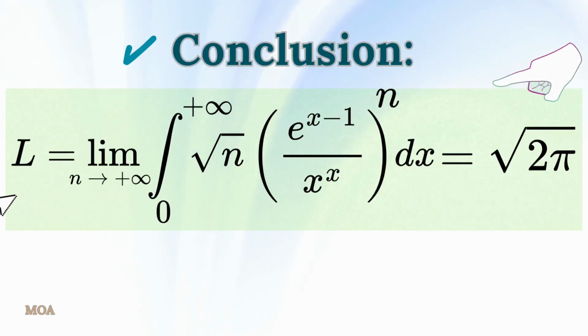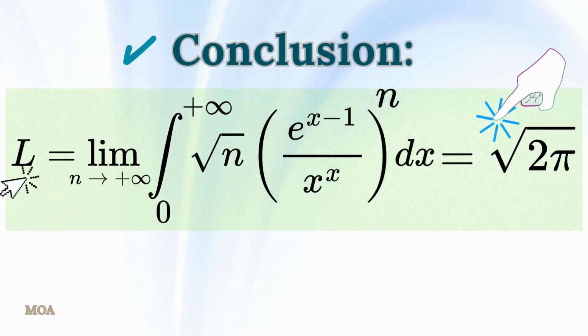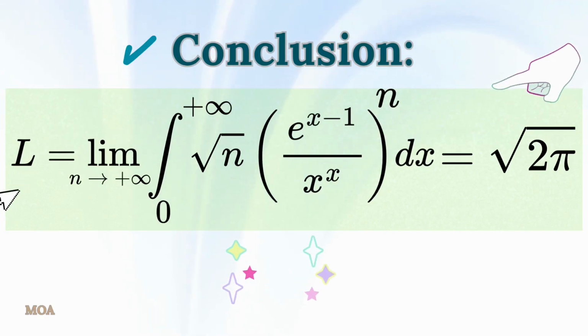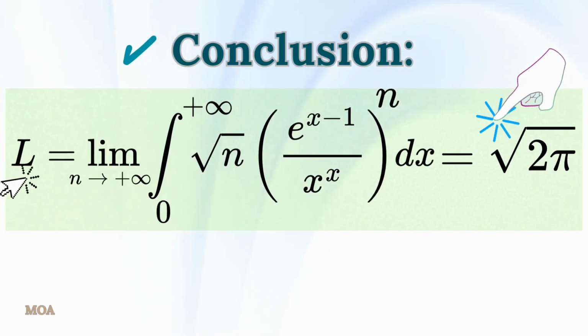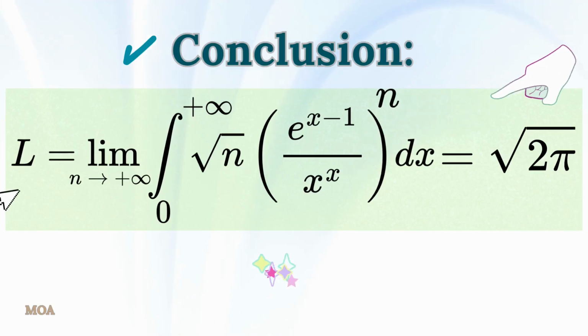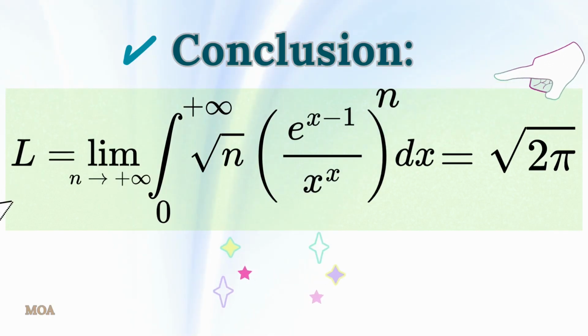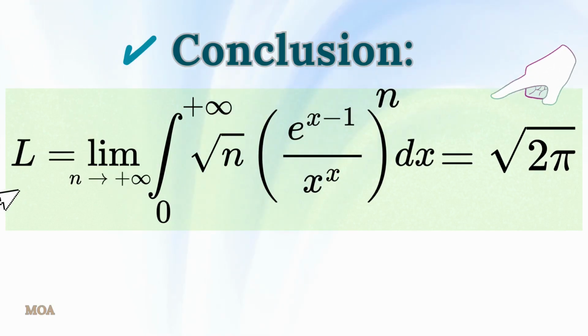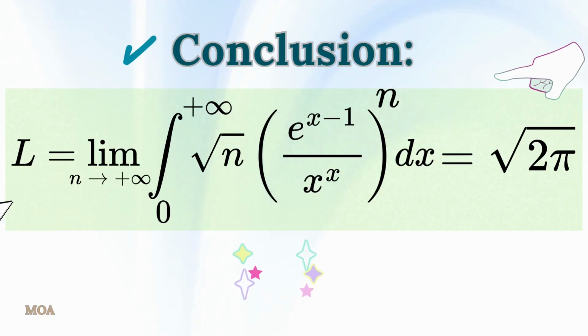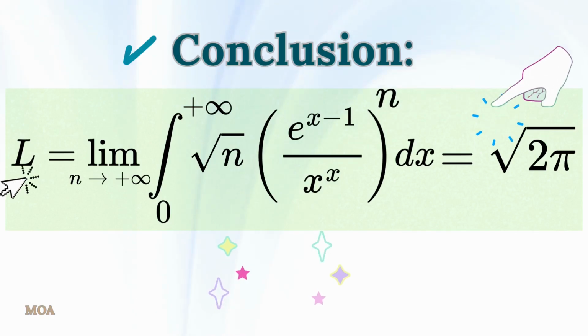Conclusion. The limit as n approaches infinity of the integral from 0 to infinity of the square root of n times the exponential of the quantity x minus 1 divided by x raised to the power x, all raised to the power n times dx, equals the square root of 2 pi.